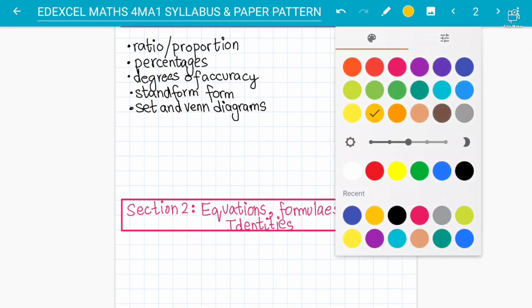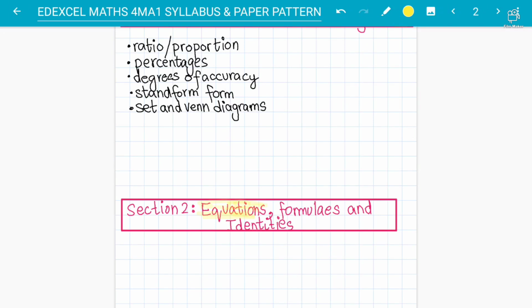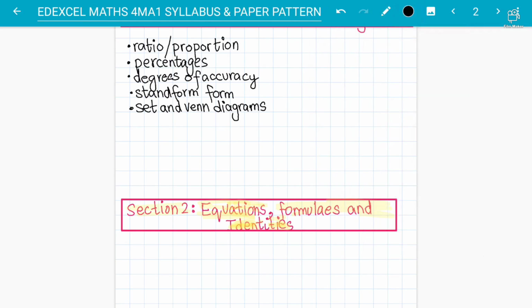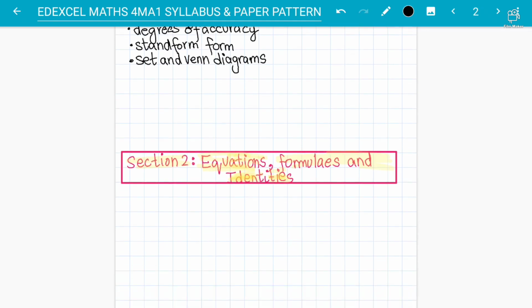Next we have section number 2, which is about equations. You can say in simple words, it's about the algebra, sir: equations, formulas and identities. So here they are going to test you on your formulas and linear equations, proportions, direct proportion and inverse proportion.